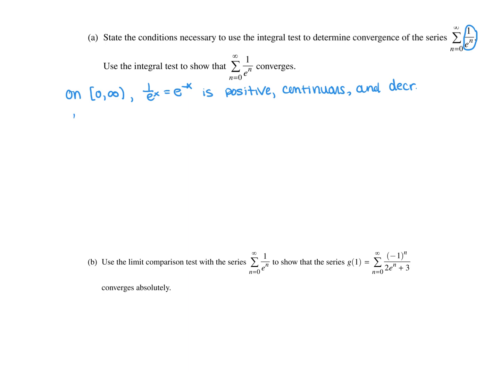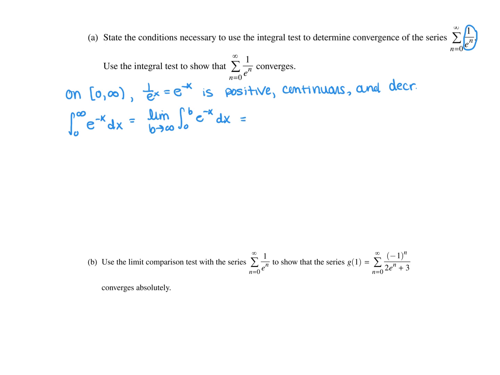So we need to look at the integral from 0 to infinity of that function. Well, first thing we notice is that it's improper, so we have to take a limit as b goes to infinity of that. So instead of putting infinity in the integral, you need to get infinitely close to it. So you're going to send a constant b to infinity. So now we're going to integrate that.